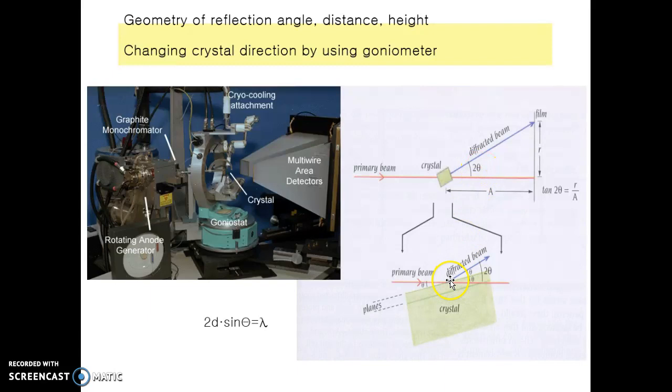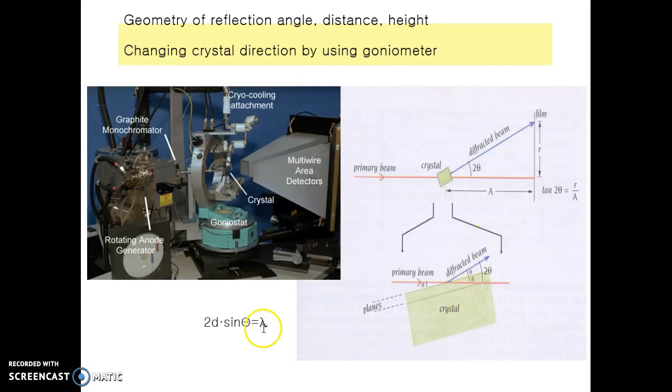Why 2 theta? Imagine the picture we used in the previous slide. Two hypothetical lines lined up against the initial X-rays and the diffracted beam, where both have identical thetas. Okay, then this will be 2 theta.